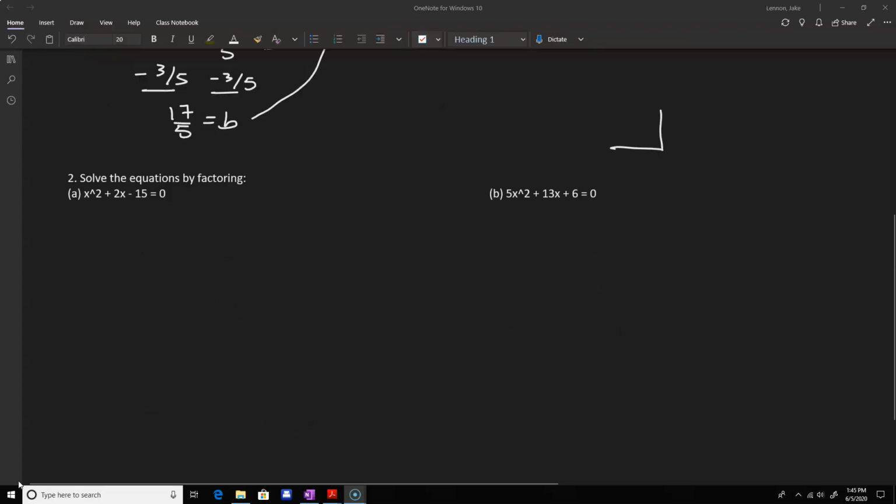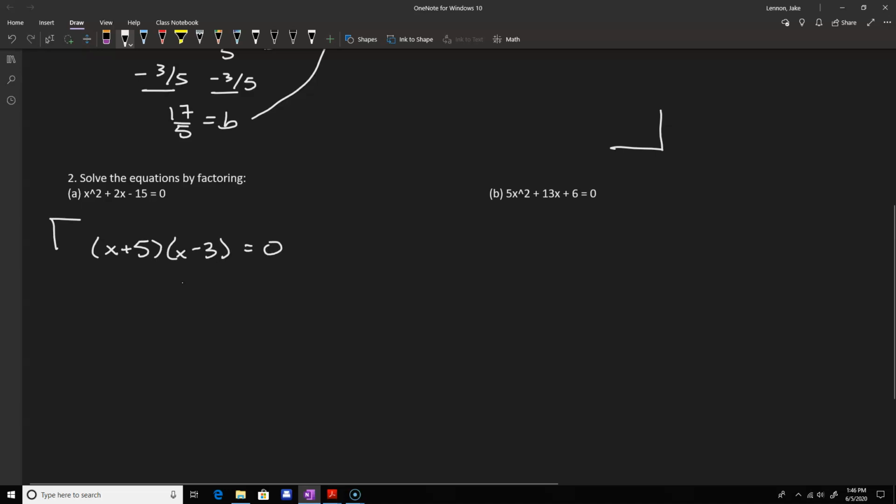Okay, for number 2, we have 2 factoring problems. So to solve the first one, we can just use the shortcut, it's really quick, because all we have to do is identify 2 numbers that multiply to the constant term -15 and add up to the middle coefficient of 2. So x plus 5 and x minus 3 do the trick.